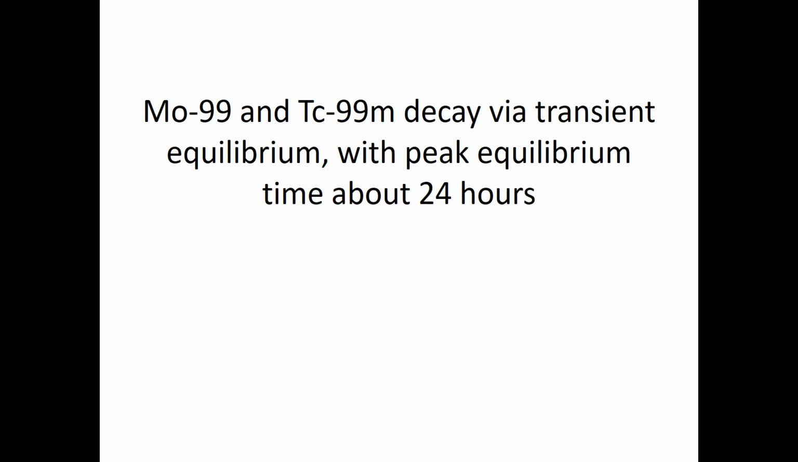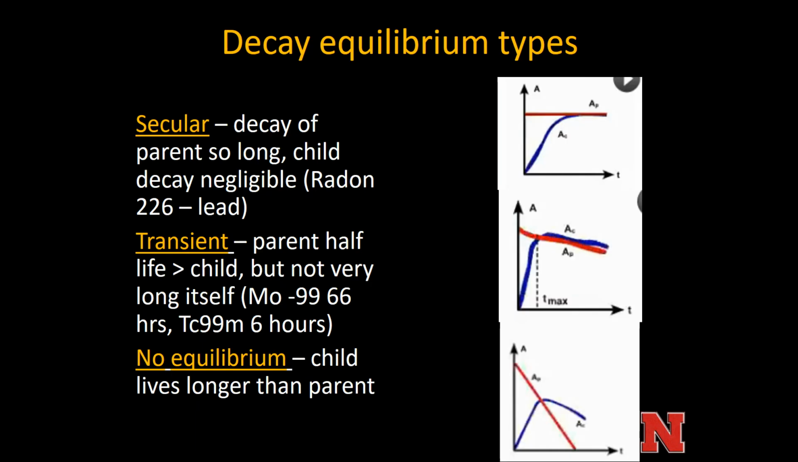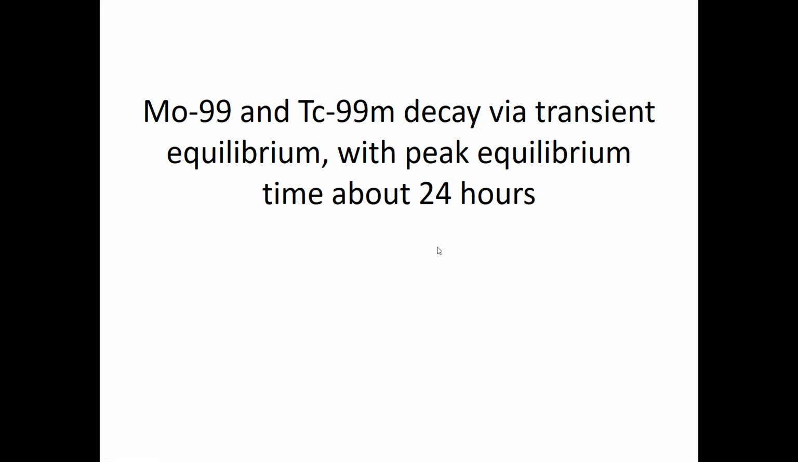The correct answer is molybdenum-99 and Tech 99M decay via a transient equilibrium, and the peak of their equilibrium time is about 24 hours. So if you go back and look at a transient equilibrium, they're going to be hitting that peak at about 24 hours. So really there's no benefit in letting it go forever. They've reached an equilibrium state. You might as well elute off the Tech 99M and then have it regenerate 24 hours later. It'll hit its peak again, and you elute it off again.